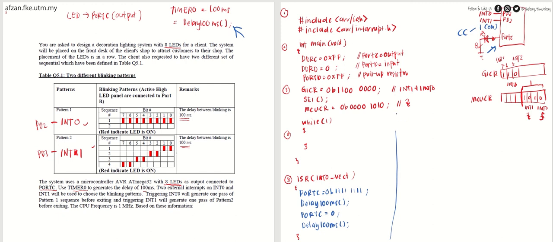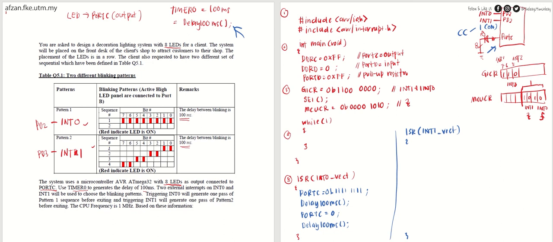Next we are going to do the ISR for INT1. Again, you put an ISR. Make sure that the name is correct: INT1_vect, open curly bracket and close curly bracket. Whenever you press INT1, pattern 2 will be displayed on your LEDs. So this is pattern 2.